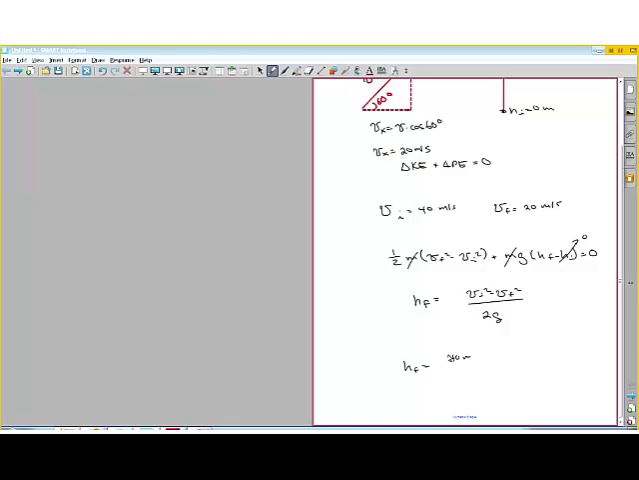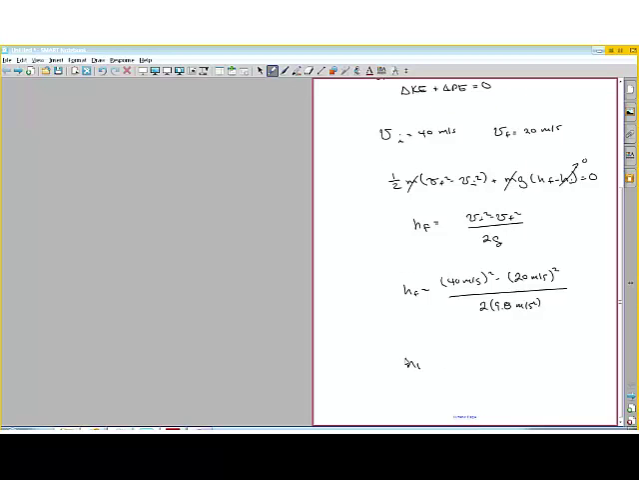And so we have 40 meters per second squared minus 20 meters per second squared, divided by 2 times 9.8 meters per second squared. And the units are going to end up being meters because the seconds squared cancel out and only one of the meters cancels out. So we have 40 squared minus 20 squared, that's 1200, divided by 2, divided by 9.8. And that ends up being 61.2 meters.